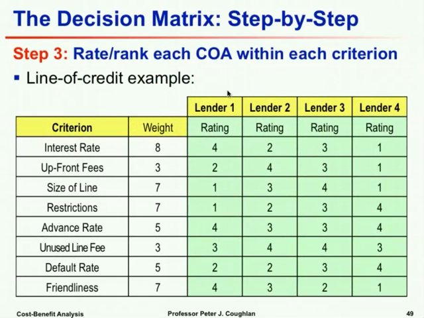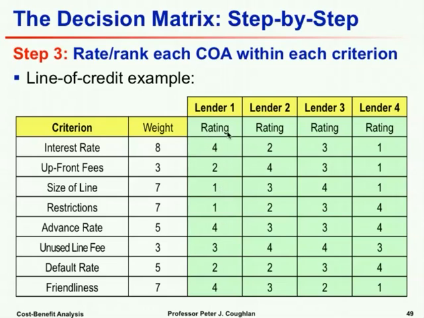So here is the line of credit example. Remember, we have these different criteria: interest rate, upfront fees, size of line, restrictions, advance rate, unused line fee, default rate, friendliness. We had the weight for each of them, and here we have the rating. Some of them looked like rankings, 4, 2, 3, 1. But then I noticed things like 1, 3, 4, 1, because this is an example I inherited, if you will. So that suggests it's not a ranking; it is in fact a rating. I think they're limiting themselves by having everything from 1 to 4.